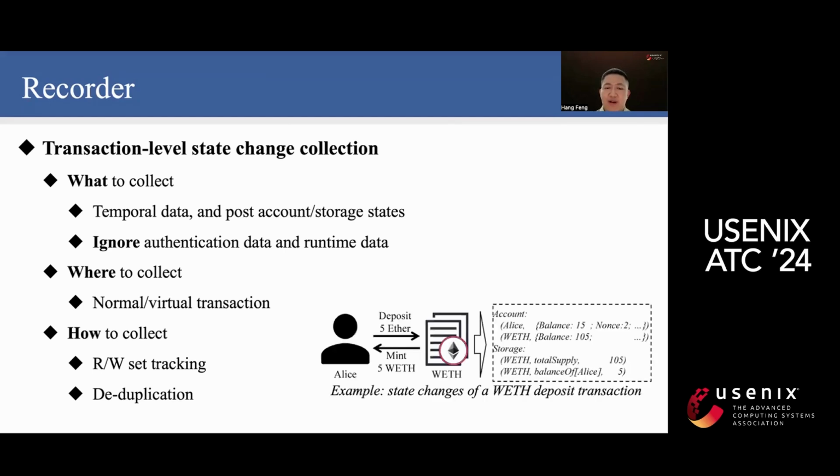The right bottom part shows an example of the state changes collected by the recorder. The wrapped Ether deposit transaction produced 4 changes regarding account and storage states.